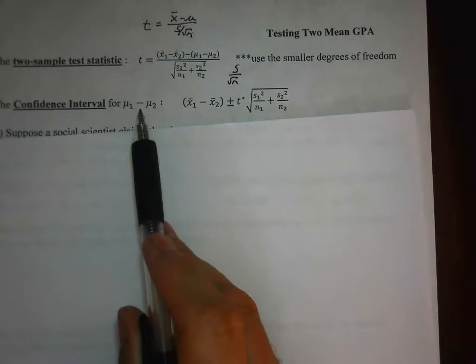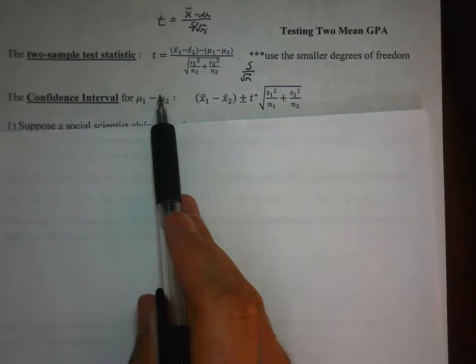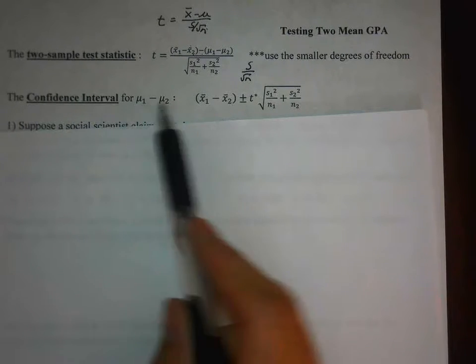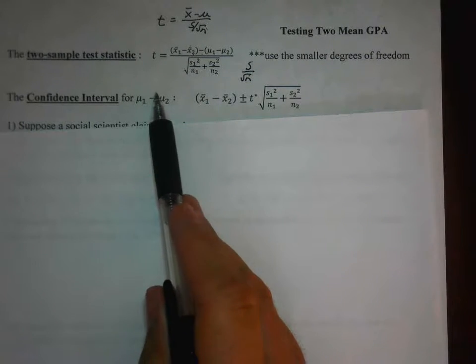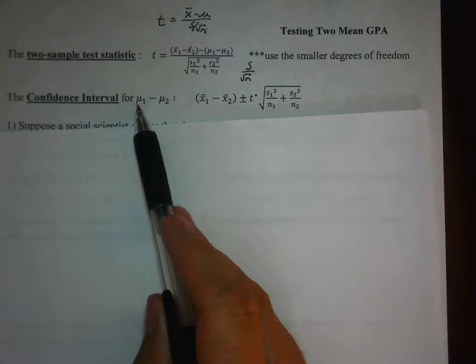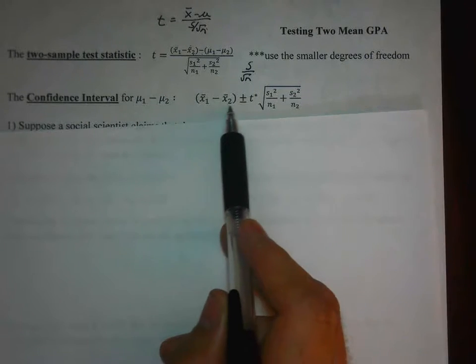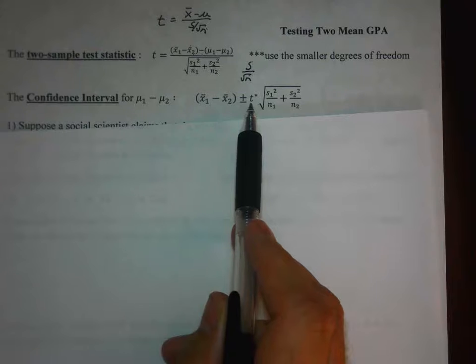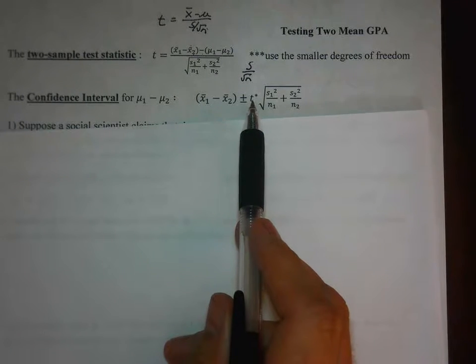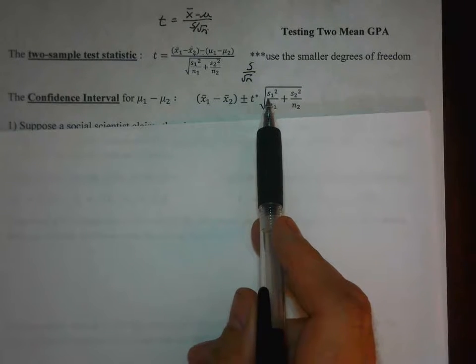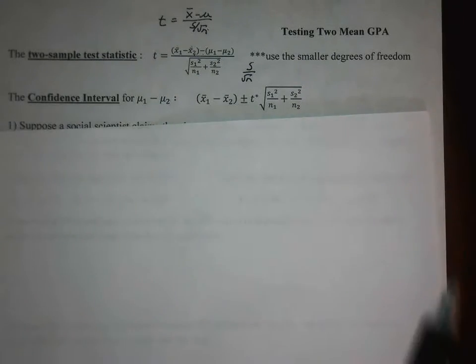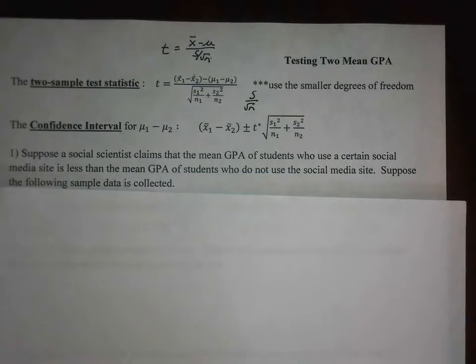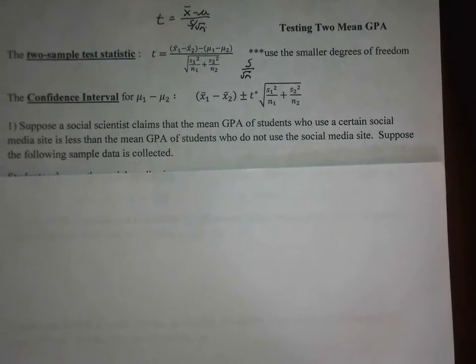Confidence interval for mu1 minus mu2. So now we're looking at the difference in means. You take the difference in the sample means. So our best estimate for the difference in population means is the difference in sample means. Then you add or subtract your t star, because sigma is unknown so we're using t, and multiply it by that square root again that we had up here. This first example we do will make those formulas look a little easier.